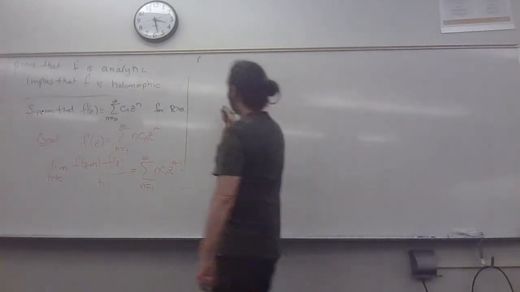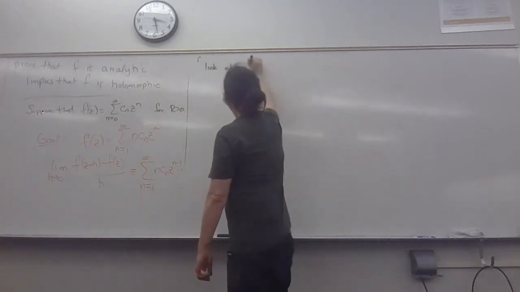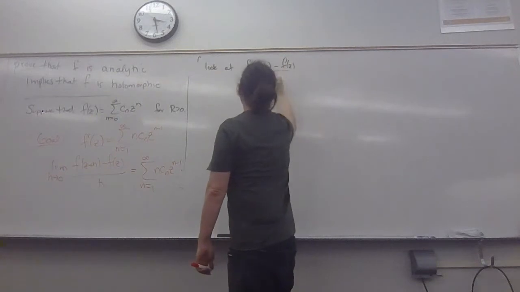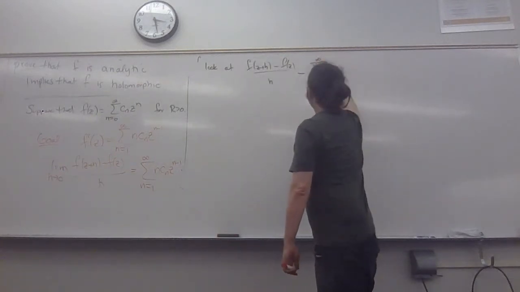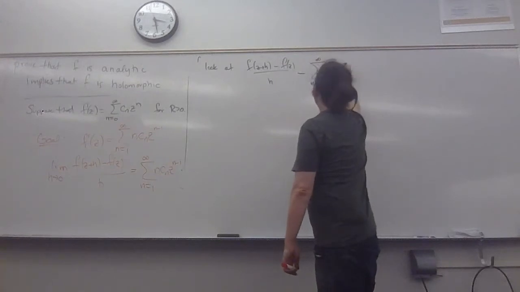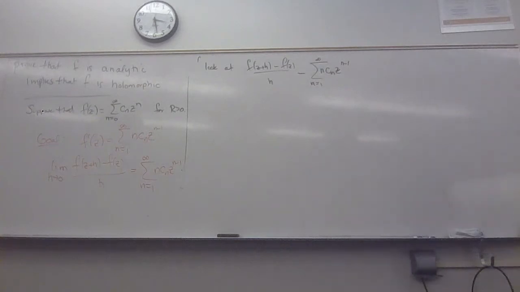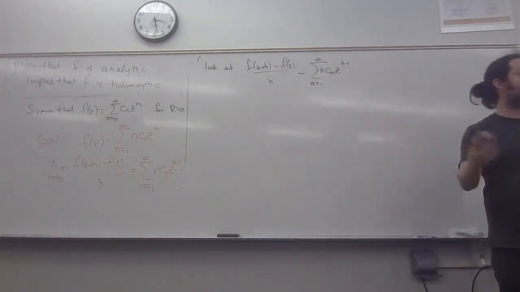So we're going to look at f of z plus h minus f of z over h, minus this power series, the sum of n, C n, z to the n minus 1. And the hope is that that thing is going to get small. If I can show that that difference gets small as h goes to 0, then I'll have shown that those two quantities are equal to each other.